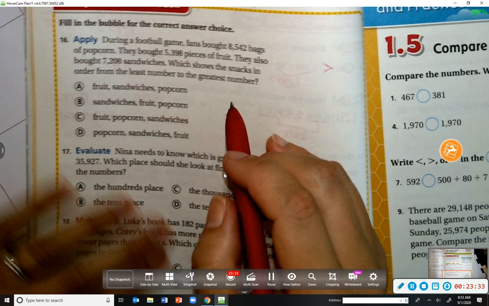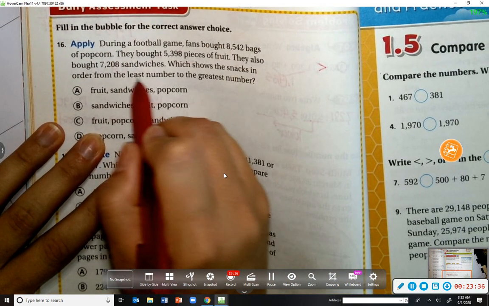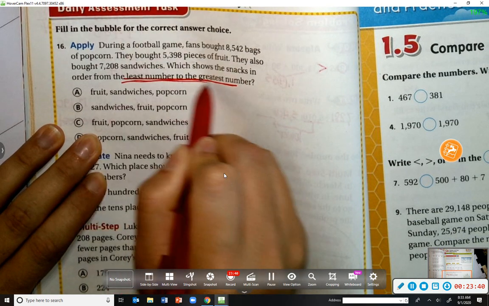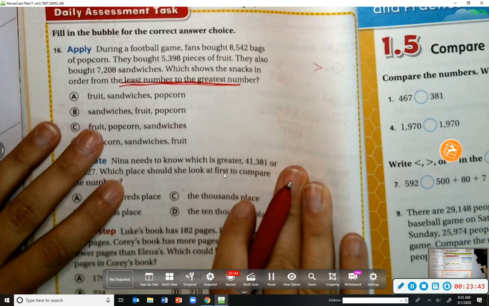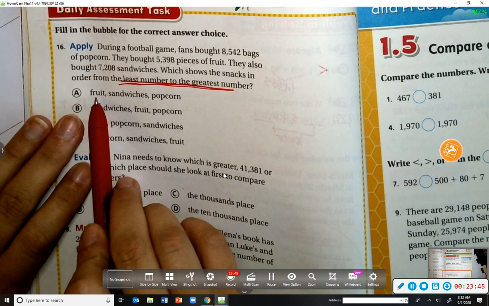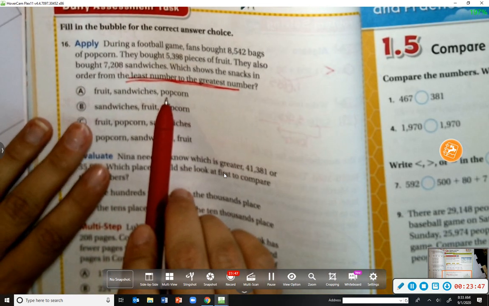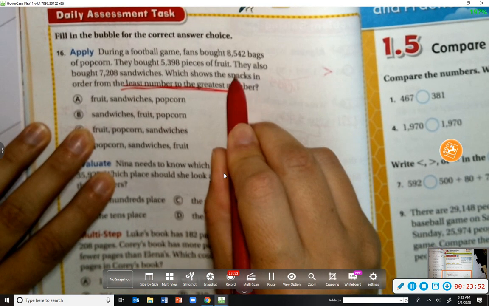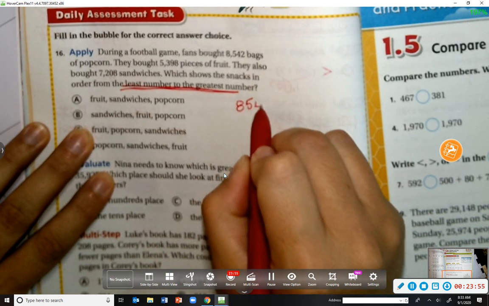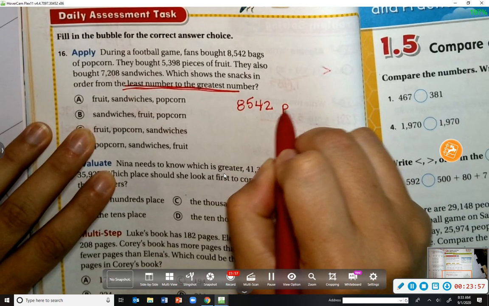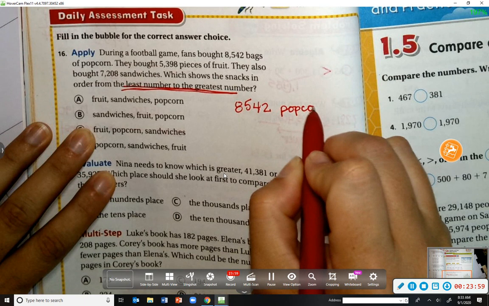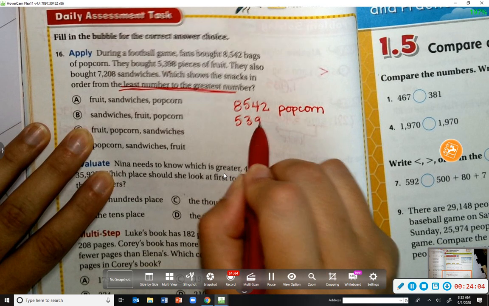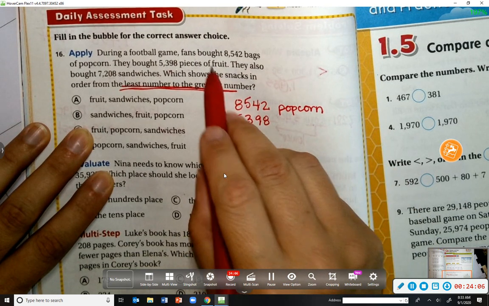So that's important. We need to go back and underline the important information or circle. We want to go from least to greatest. And notice down here they're not doing the numbers, they're doing the item. So it might help us if we put the numbers down here, 8,542, and then we label it as popcorn. The next number was 5,398, and that was pieces of fruit.